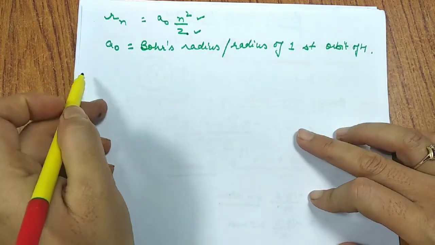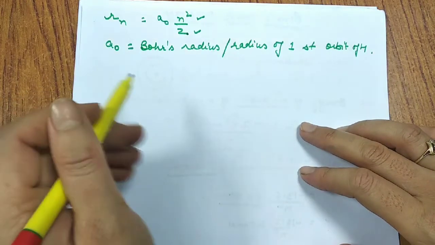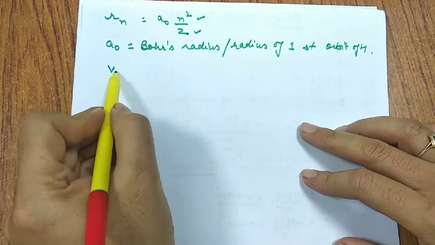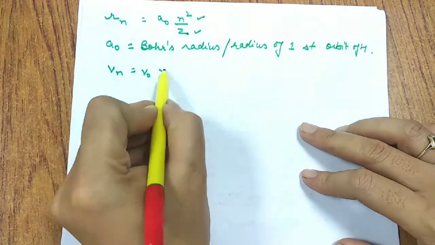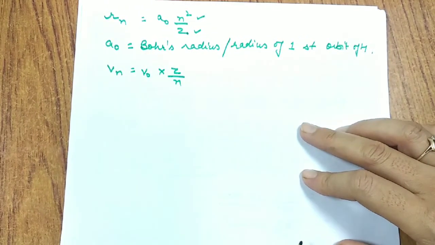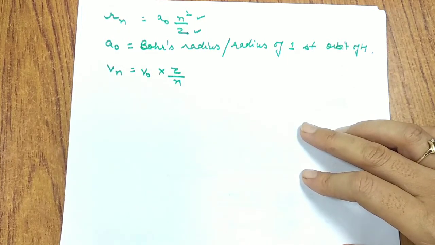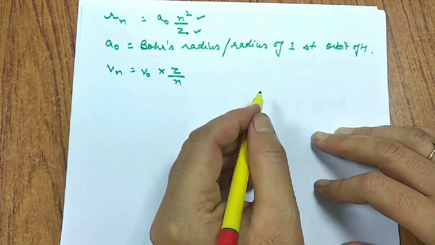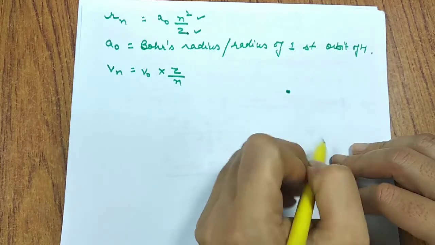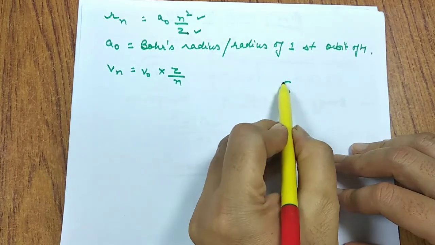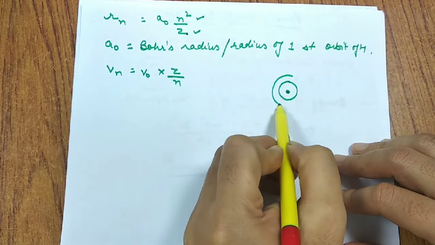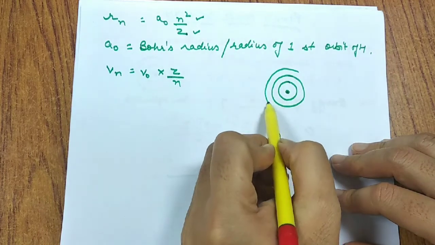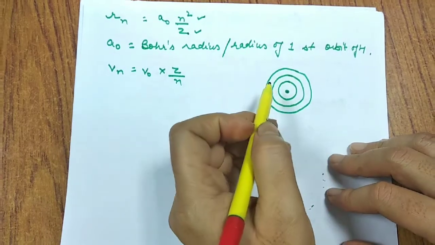So counting all these, the energy value in different units, the radius in different units, the velocity, we come to know about the various postulates that Bohr has given. The first thing Bohr said is that an atom consists of a small, heavy, positive-charge nucleus in the center. We have the nucleus in the center of an atom, where we have the different orbits, and in these different orbits electrons revolve.